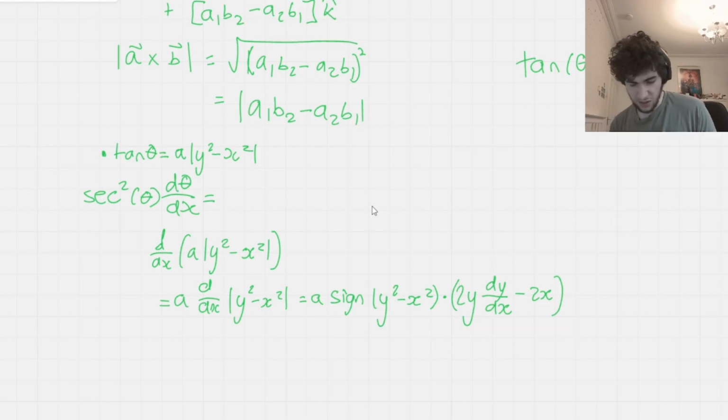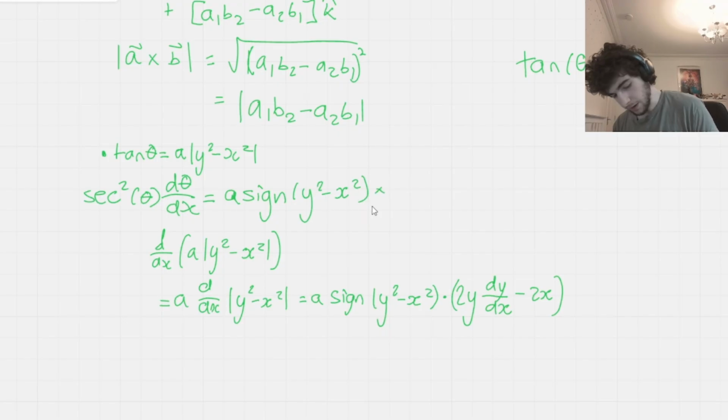Okay, now if we write this on the right hand side of what we have above, sec squared theta d theta dx is simply going to be equal to a multiplied by the sign of y squared minus x squared, multiplied by 2y dy dx minus 2x.